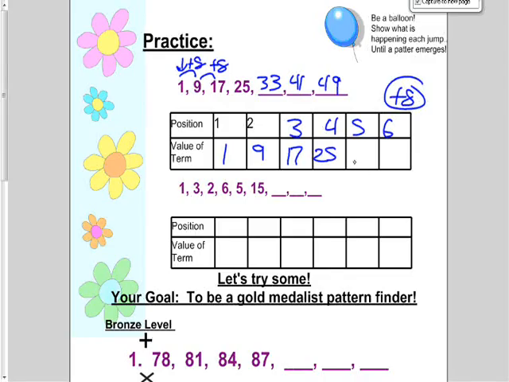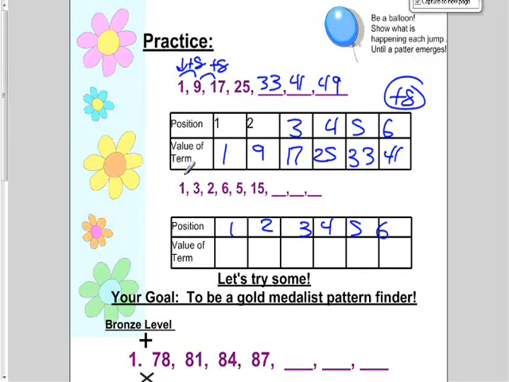Then we can continue to fill in our pattern. The fifth number was 33, the sixth was 41, and then I'm done with my table. All right, let's try this one. Again, position 1, 2, 3, 4, 5, 6. That means who's first in the sequence, second, third, fourth, fifth, and sixth.